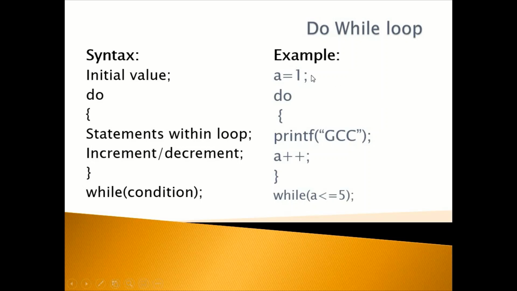Suppose the initial value of a is 10. When a is 10, it goes inside the loop, GCC is printed for the first time, a++, now the value becomes 11, and now it checks the condition after executing the block of statement once. So in case of do-while loop, the statements are executed at least once, even if the condition is false.